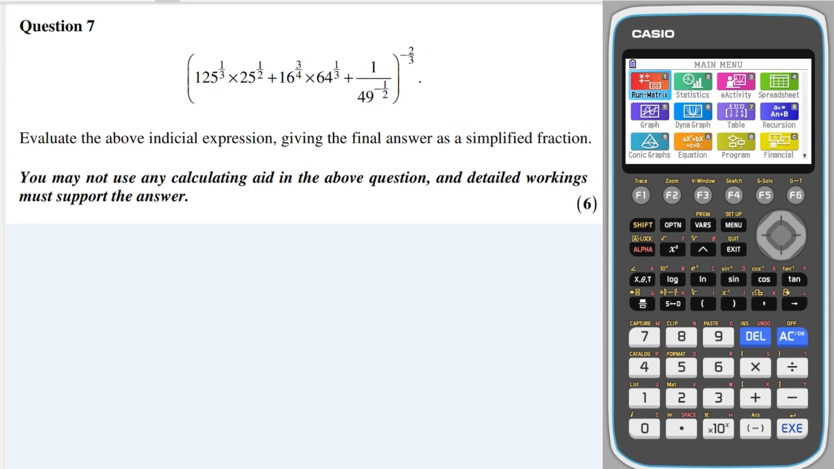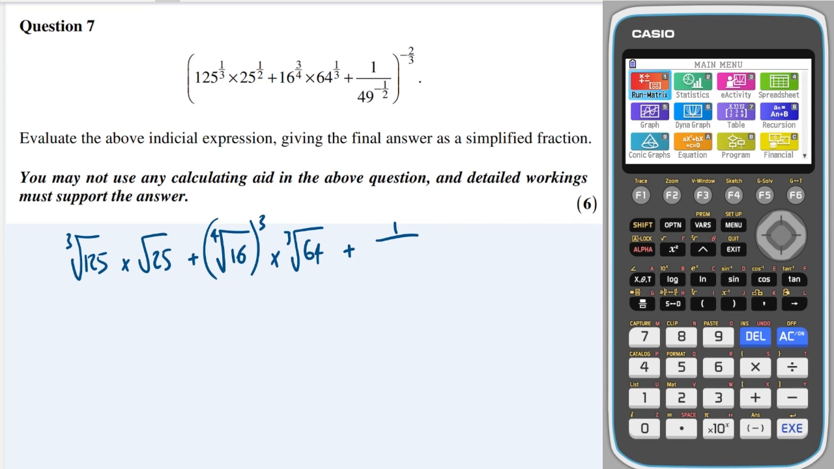No calculator. So we're going to have the cube root of 125 multiplied by the square root of 25 plus the fourth root of 16 and then cubed, multiplied by the cube root of 64 plus 1 over, because it's negative, the square root of 49, and all of that is to the power of minus 2 over 3.